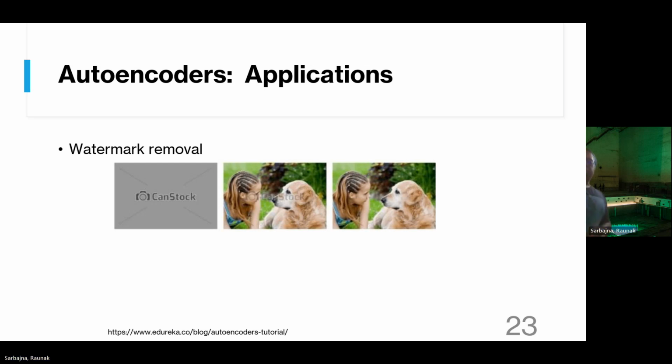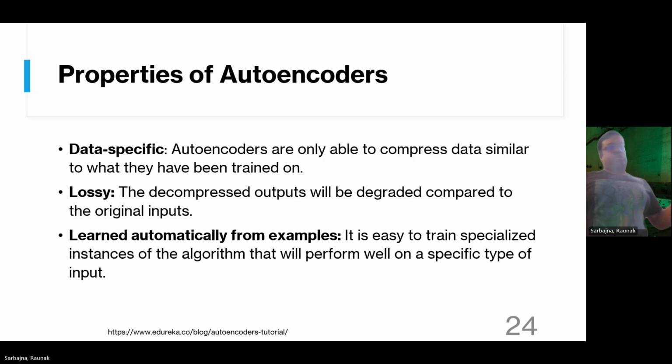Right. Okay, so what are the properties of autoencoders? A big disadvantage of autoencoders is that they are only able to compress data similar to what they are trained on. This is obvious, right? You can't train an autoencoder on images of people and then expect it to accurately reconstruct images of landscapes, right?